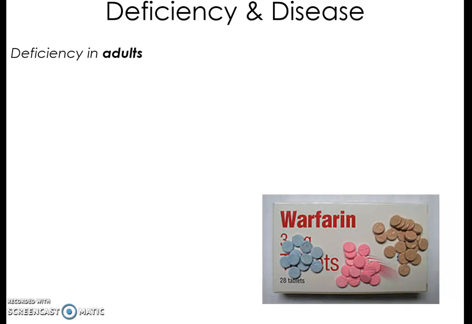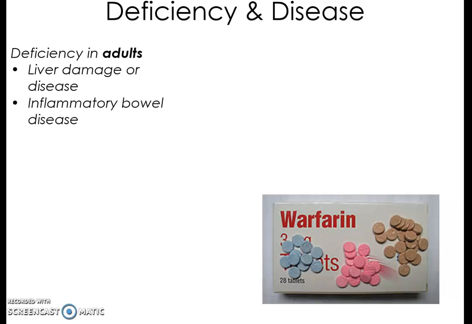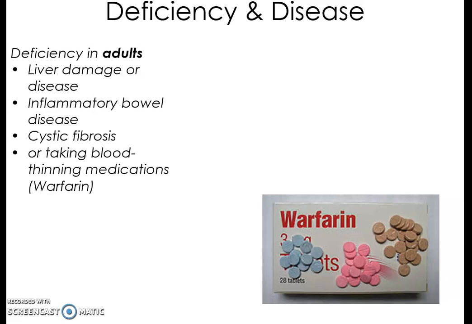A deficiency in vitamin K2 is rare in healthy adults. It typically occurs in adults with liver damage or disease, inflammatory bowel disease, and cystic fibrosis. Also, adults taking blood-thinning medications such as warfarin. These individuals must not exceed the recommended amount of vitamin K2 since it decreases the blood-thinning effect of warfarin, which increases the risk of clotting.